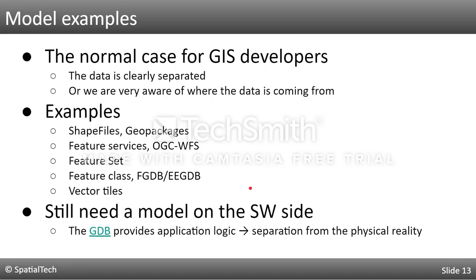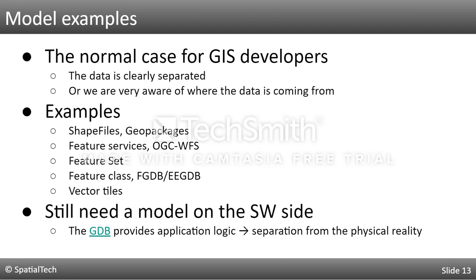Now, part of what ESRI tried to do when they first released version 8, which had ArcMap, ArcScene, and that sort of stuff, is introduce the geodatabase application logic concept. So the geodatabase provides application logic, a separation from the physical reality. So it doesn't matter if it's a shapefile on disk, or a feature class in a file geodatabase, or a feature class in a personal geodatabase, or a feature class in a runtime geodatabase, which would be SQLite as well, or a hosted feature service, or a feature set.